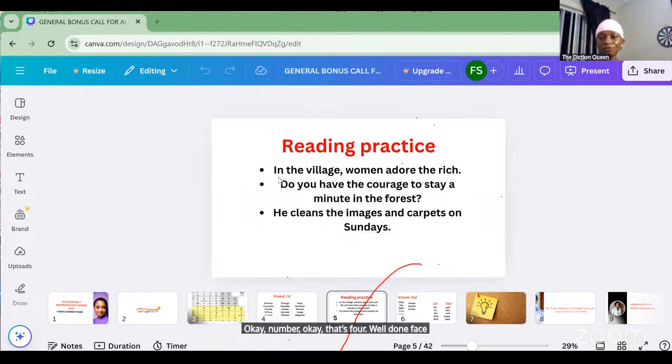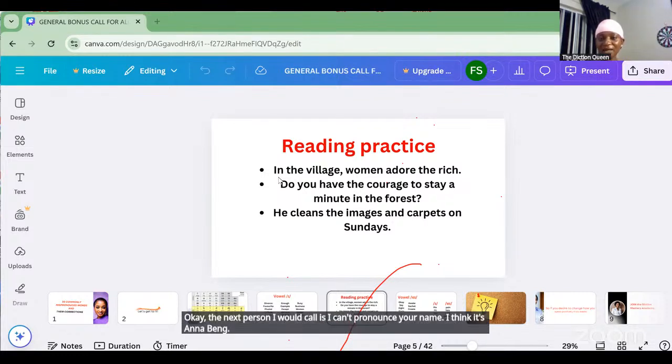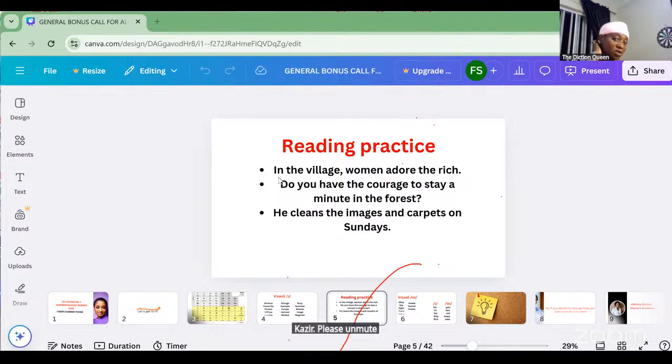That's impressive. Okay, the next person I would call is, I can't pronounce your name. I think it's Anobeng Kezia. Please unmute yourself and tell me how to pronounce your name. Good evening, ma'am. Please, what's the right pronunciation of your name? Kezia Anobeng. Okay, Keziah. Thanks for the correction.